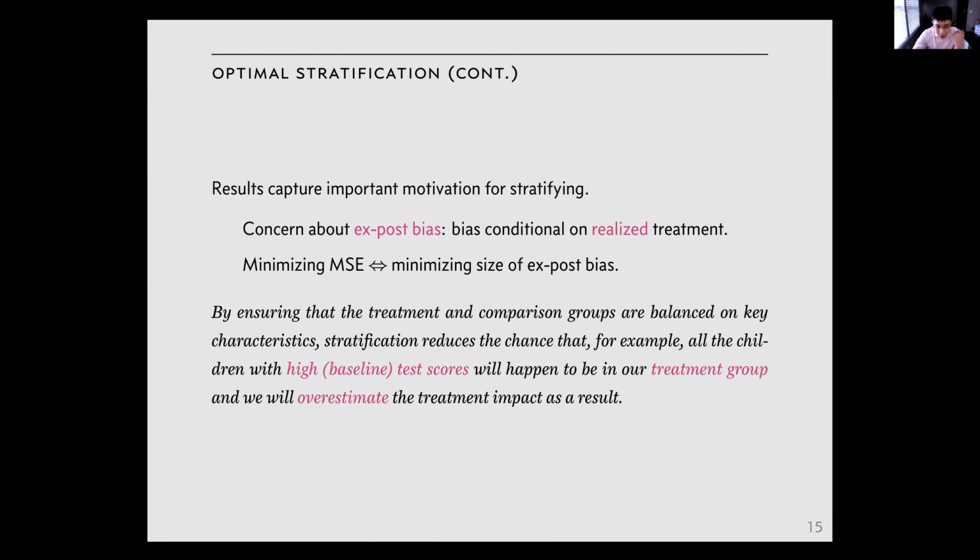Now, to connect back to the quotes at the beginning of the talk, the quote is saying, okay, after you assign treatment, you might see a lot of people with high baseline test score ended up in the treated group, and a lot of people with low baseline test score end up in the control group. That is conditional on one realized treatment. So the bias you're thinking about is supposed to be the ex-post bias. As I've said, minimizing mean squared error is actually minimizing the size of the ex-post bias. So the first element of the proof actually connects back to the intuition very well.